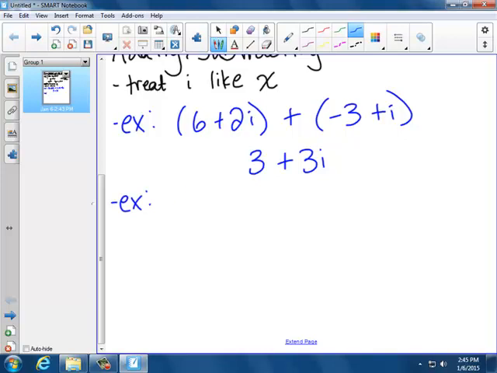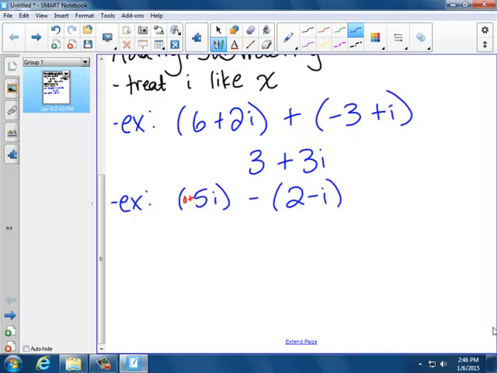Now the next one, let's do 5i minus 2 minus i. So that first complex number actually doesn't have a real part. If you wanted to put one in, this would be like 0 plus 5i. The real part would be 0. So we can have just the real part or just the imaginary part.